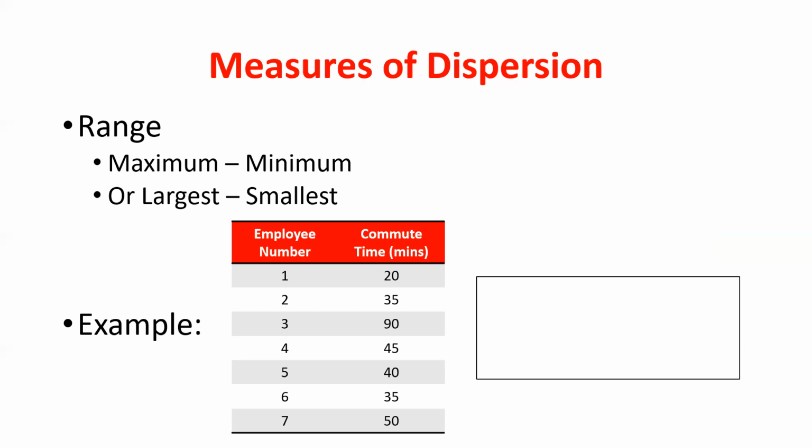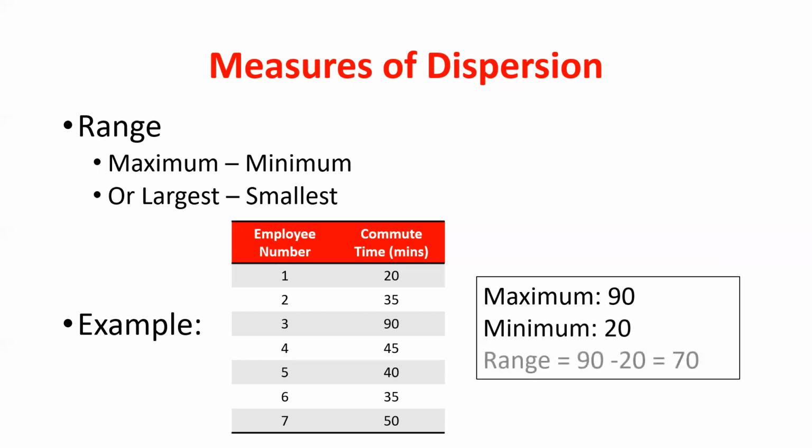If I have a small data set like this, what's the highest value in that data set? 90, and the lowest value is 20. So I just take the difference between those two. This blue marker is kind of light, so let me try using this screen instead.